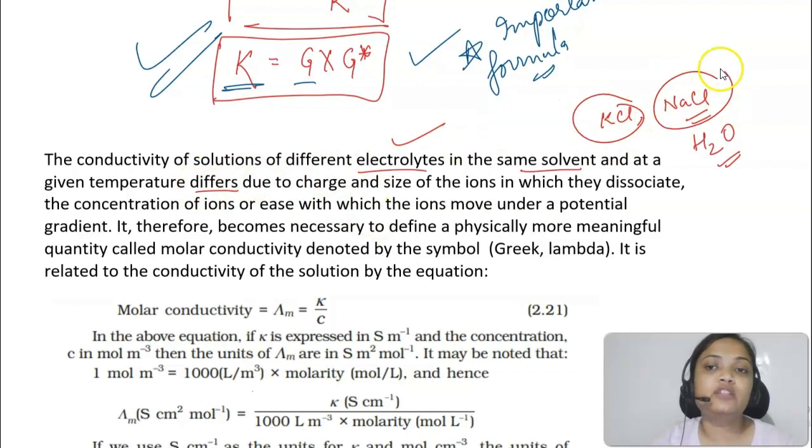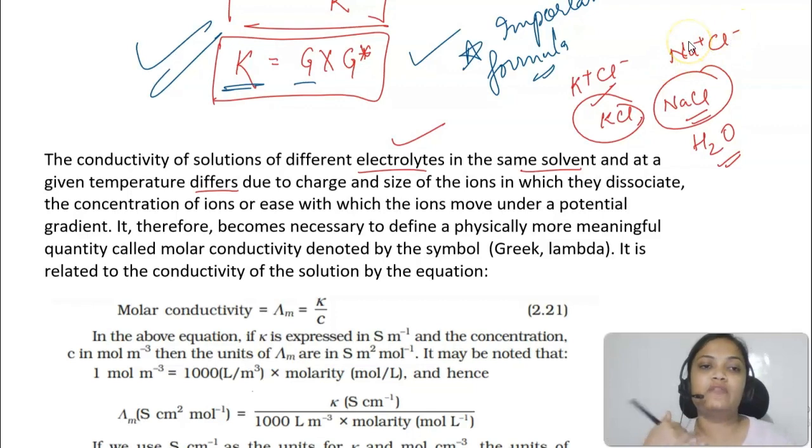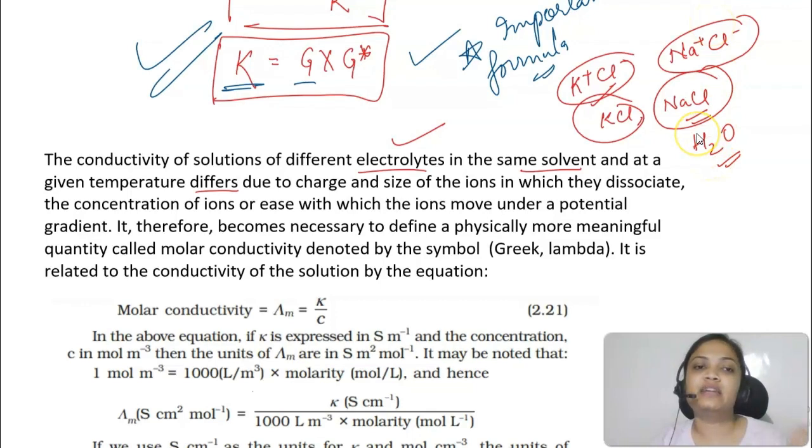So the conductivities for all the different electrolytes would be different because of the sizes and the charges of the ions in which they dissociate. Solvent is the same, temperature is the same, but if the electrolyte is different, the conductivity would be different, because the ions in which they dissociate will have different charges and different sizes as well. It will also depend on the concentration of ions, or the ease with which the ions can move under a potential gradient.